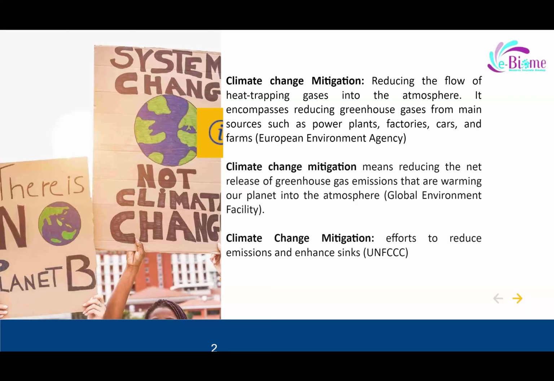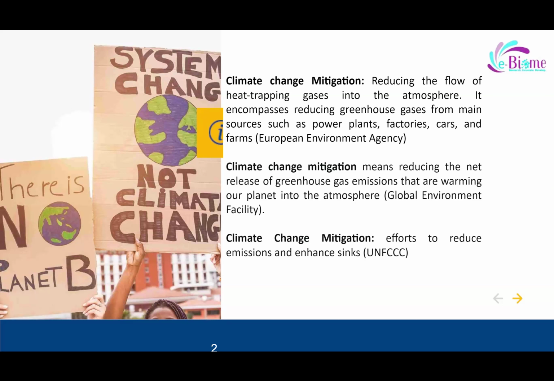Now, what is climate change mitigation? As the name states, mitigation has to do with preventing or reducing, right? So climate change mitigation is reducing the flow of heat-trapping gases into the atmosphere, that is the greenhouse gases, right? It encompasses reducing greenhouse gases from main sources such as power plants, factories, cars, and farms. And this is according to the European Environment Agency. And then the Global Environment Facility, GEF, also explains climate change mitigation as reducing the net release of greenhouse gas emissions that are warming our planet into the atmosphere.